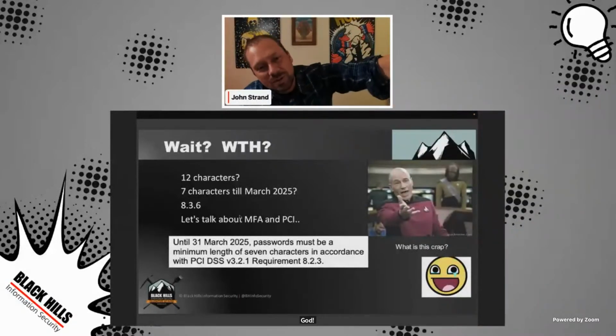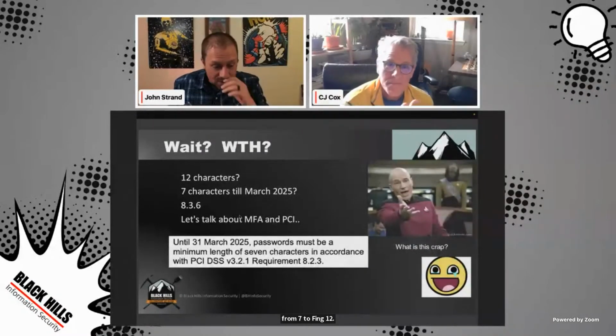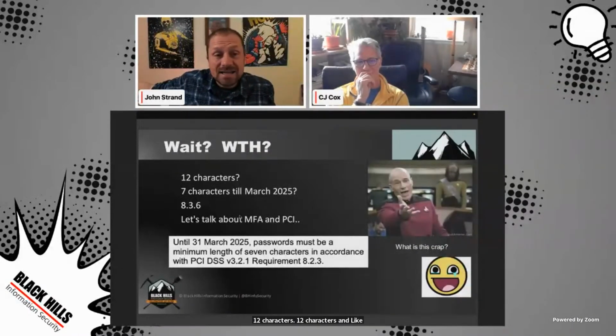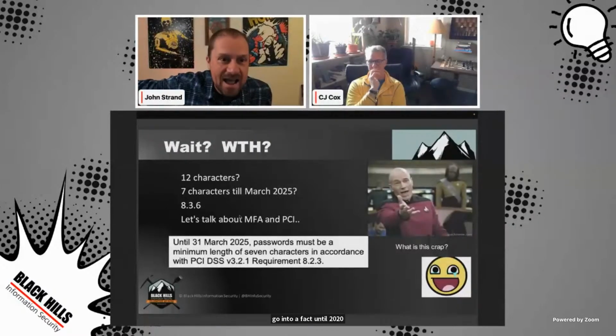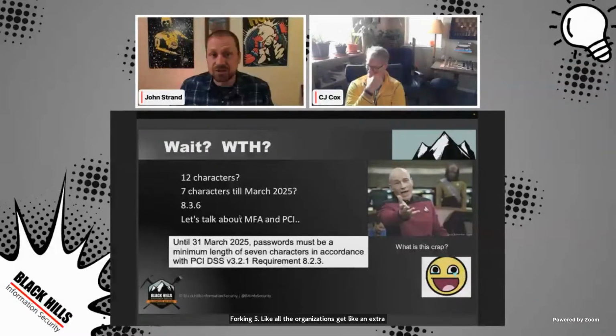All right. So this is what PCI has changed it to. They went from 7 to effing 12. 12 characters. And PCI 4.0 is in effect at the end of this March, 2024, not the password complexity requirements. No. Pump the brakes there, Sparky. That doesn't go into effect until 2025. All of the organizations get an extra year because this is too onerous for them to be able to implement. Like, what the hell?